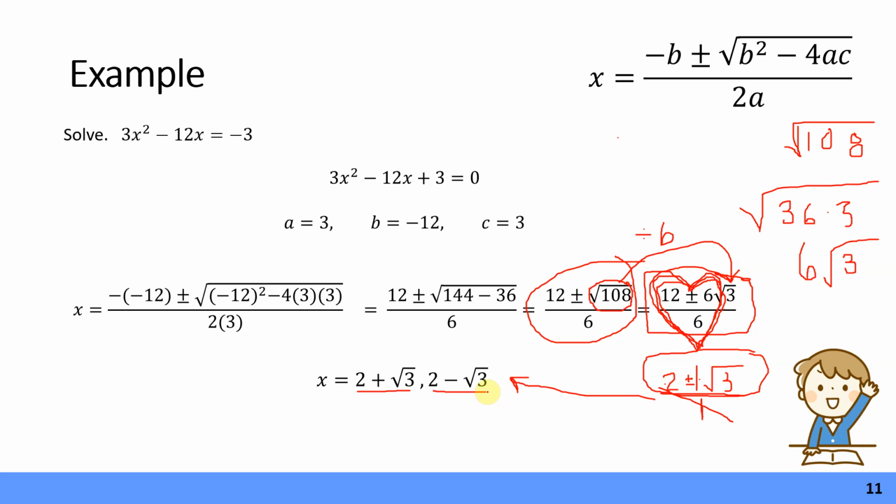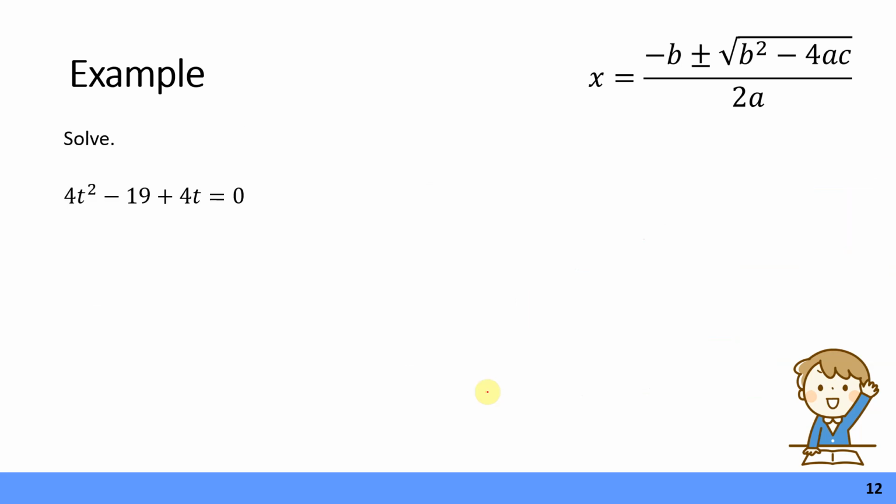All right, hopefully you feel comfortable with that. That's how you do the quadratic formula. All right, just to make sure it made sense, we're going to do one more. Look at this one here. So this one, it's already equal to 0, so that's awesome. It's already equal to 0.